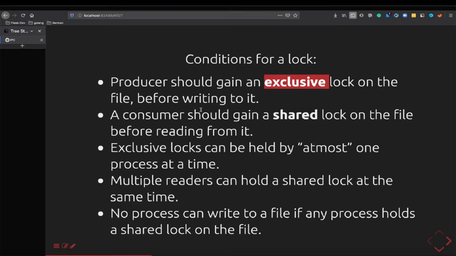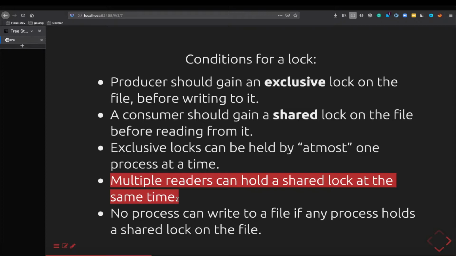Then there is a consumer which reads data from the file, and it has to gain something called a shared lock before starting to read from the file, right? The next thing, if we notice, exclusive locks can be held by at most one process at a time. Basically this means that only one producer can be writing to the file at a time. We cannot have two or three producers writing to the same file at the same time, right? So this is one more condition which prevents more than one producer from writing to the file at the same time.